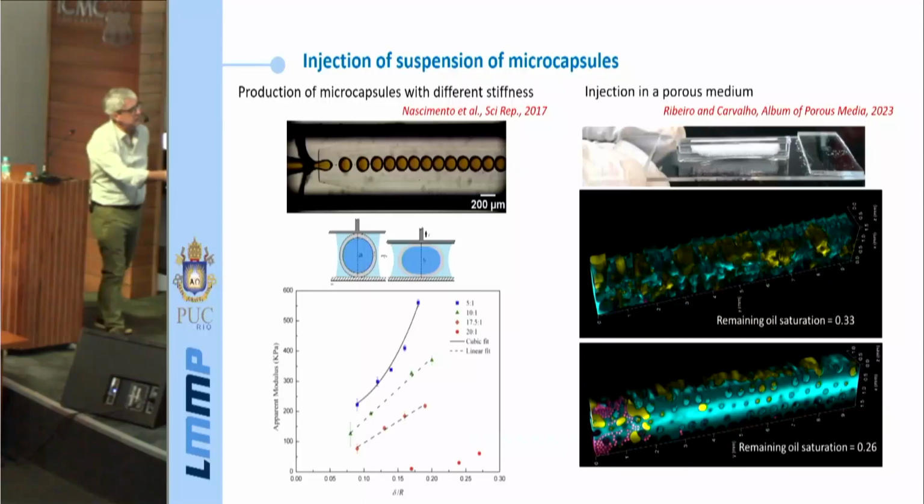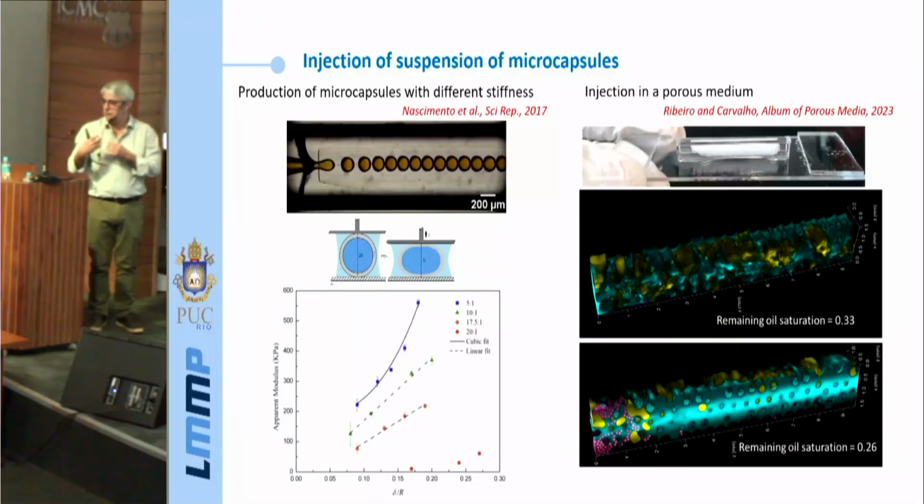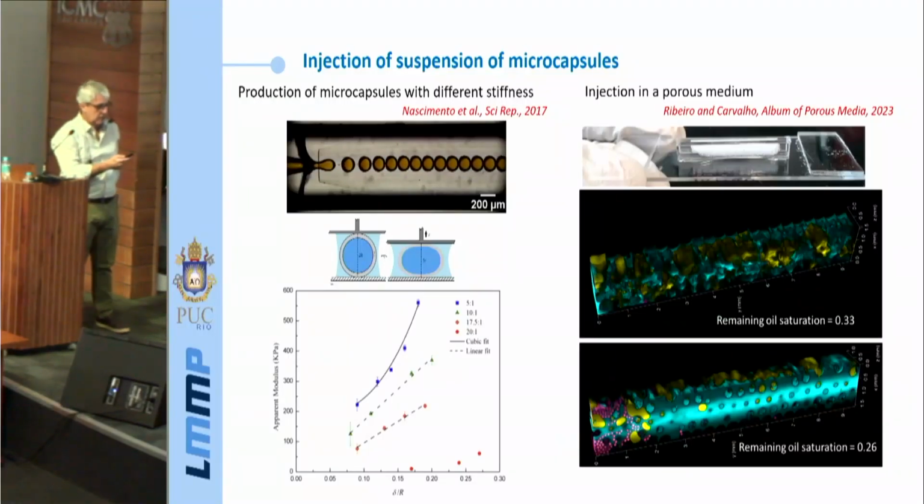This was not a good design. You see, most of the capsules got trapped here in the beginning. This capsule was too stiff for this situation here. So maybe we had to have a smaller or less rigid capsule to make it flow inside the porous media. That's why the reduction was not that huge as with the drops that I showed you before.